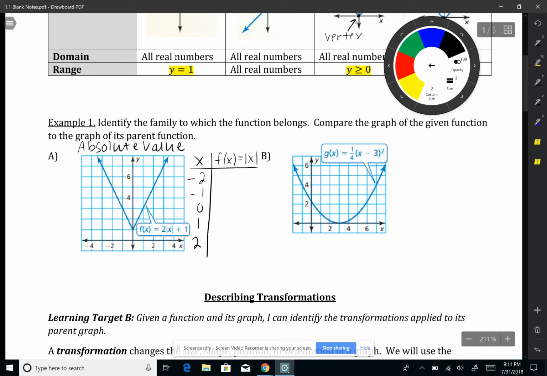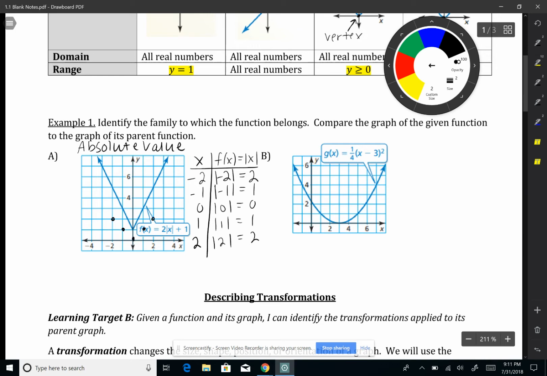So if we're plugging these x values into f of x equals the absolute value of x, means we're taking the absolute value of each of these inputs. Remember, we will always get a positive number. The absolute value of -2 is 2. The absolute value of -1 is 1. The absolute value of 0 is 0. Absolute value of 1 is 1. And the absolute value of 2 is 2. So these points are ordered pairs now. This first one is -2, 2. -1, 1, 0, 0, 1, 1, 2, 2.